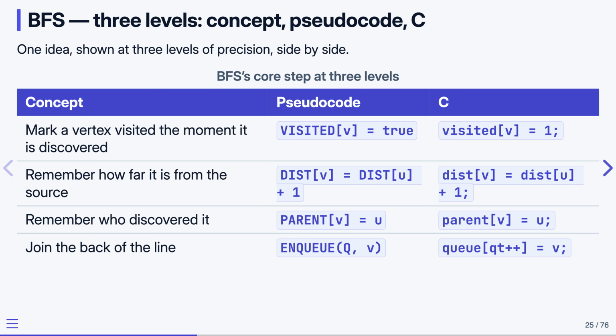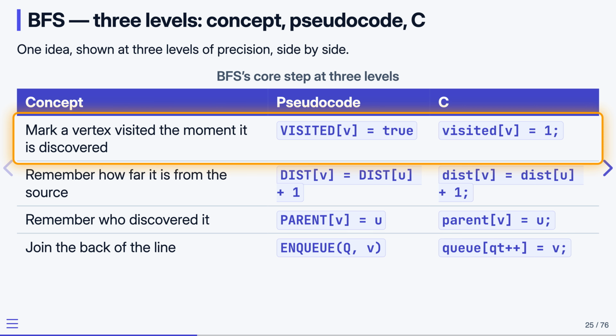Let's look at one idea shown at 3 levels of detail, side by side. The left column is the plain concept. The middle column is the pseudocode. The right column is the real C code.